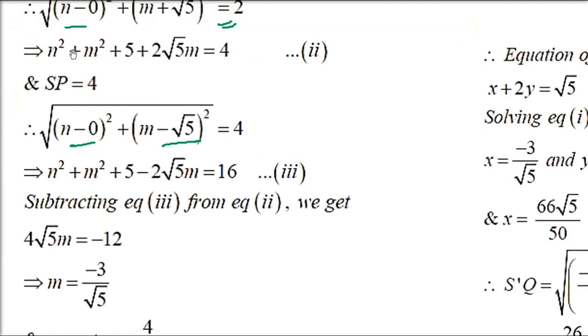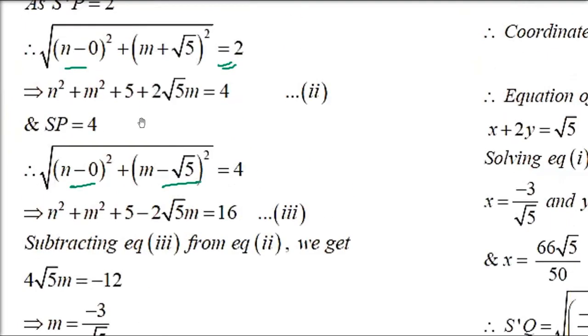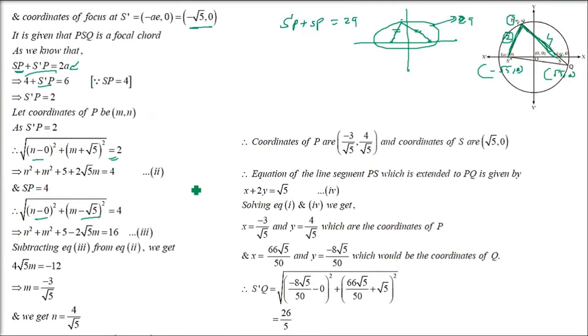Now these two equations, if you just subtract, if you subtract 2 and 3, the n square, m square and plus 5 will get cancelled. 2 root 5 n and 2 root 5 n will get added. So it will be 4 root 5 n. And 4 minus of minus 12, that is going to be minus 12. So 4 root 5 n equals minus 12 will come. And from n you are going to get minus 3 by root 5. Now this n you put in any of the equations, second or third. You will get m. So now the n and m are known. So now we have ae comma 0, minus ae comma 0 and n, m. Right?